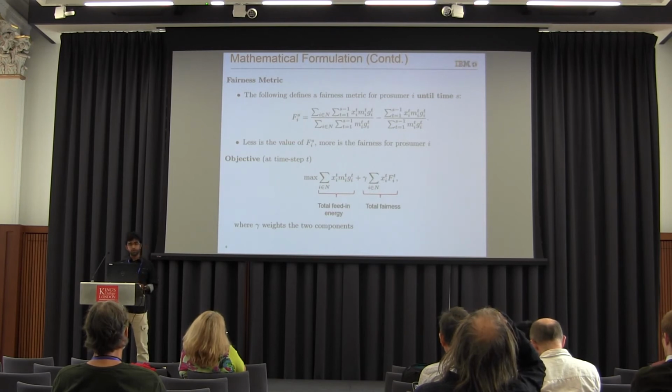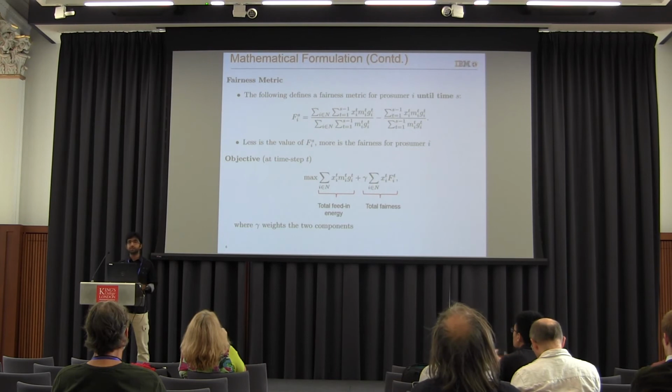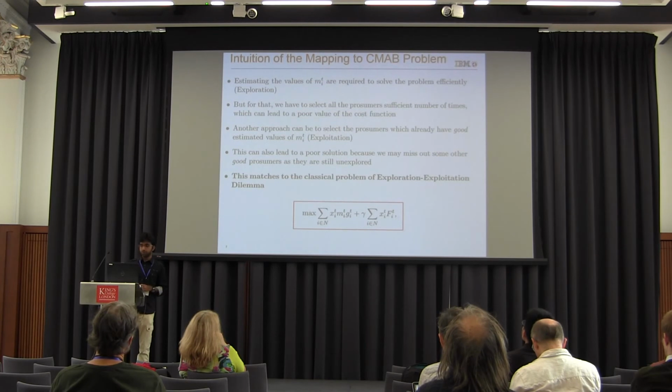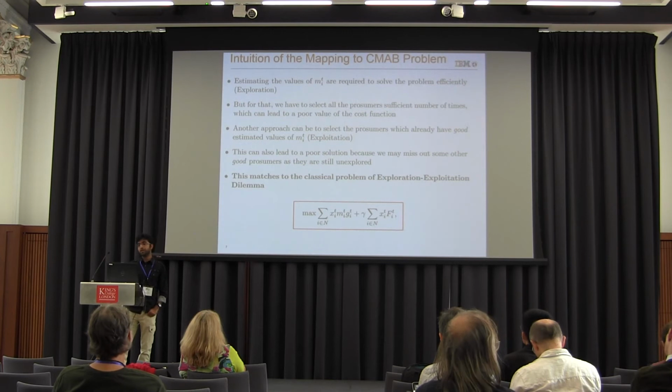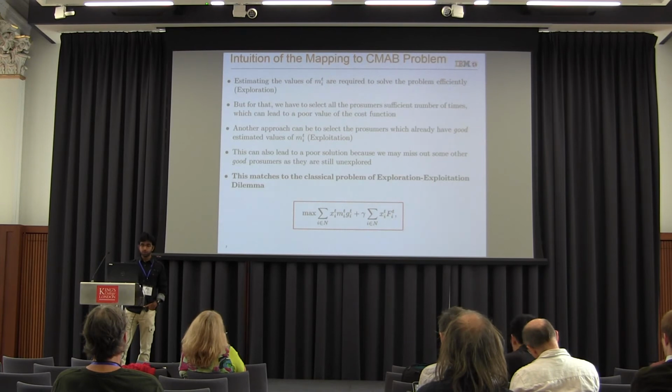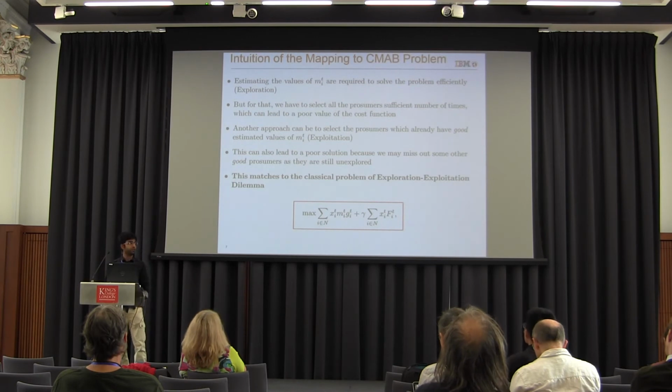Now our objective is to maximize the total feed-in energy, and also to maximize total fairness. This number gamma weights these two components. If you look at this objective function carefully, you can see that estimating the values of m_it is required to solve the problem efficiently, which is called exploration. But for that we have to select all the prosumers a sufficient number of times, which can lead to a poor value of the cost function. So another approach can be to select the prosumers which already have good estimated values of m_it. This we call exploitation.